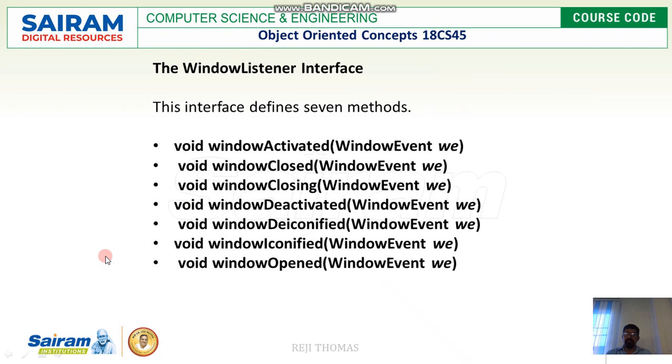In the same way, we have the window listener interface. The window listener interface has 7 methods: window activated, window closed, window closing, window deactivated, window deiconified, window iconified, and window opened. These are the 7 methods associated with the window listener interface. What you should remember is, when we implement this interface or any of these interfaces, you have to implement the methods associated with it.